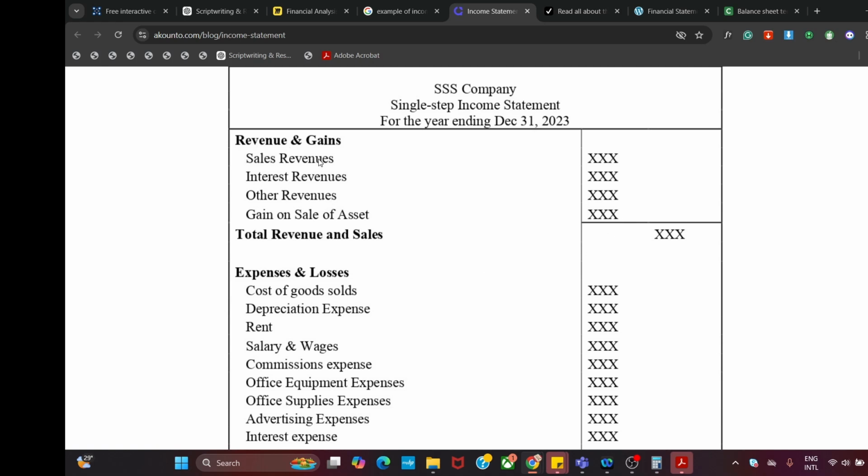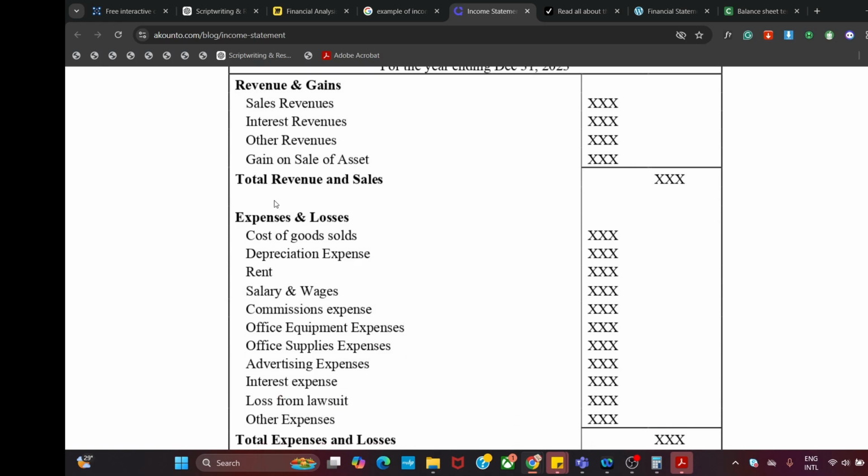As you can see, this is talking about the revenues: sales revenues, interest revenues, other revenues, and gain on sale of assets. Maybe during the year, the company decided to dispose of its assets and gained a profit. The money they gained from disposing of the assets is what this is. Then we have the total revenues on sales.